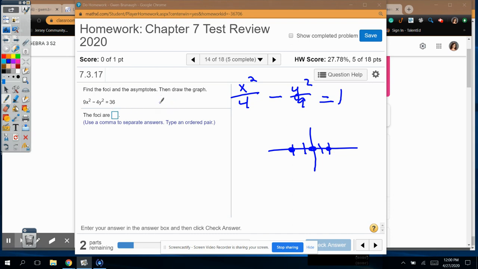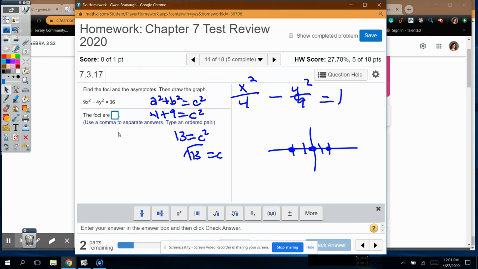Foci comes from c. a squared plus b squared equals c squared. 4 plus 9 is c squared. c is the square root of 13. And I'm going to go to the right and the left, the square root of 13. So that gives me the square root of 13, 0, negative square root of 13, 0.